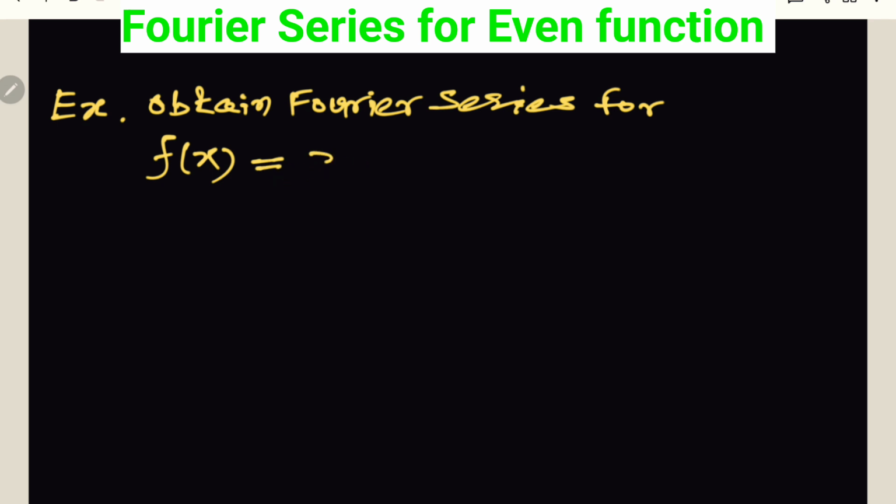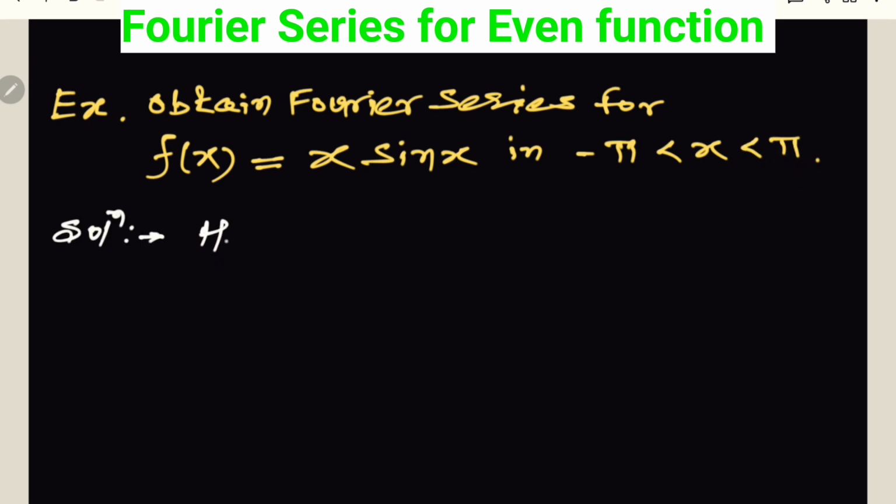Therefore, once again I will repeat the question. Obtain Fourier series for f of x is equal to x into sine of x in the interval minus pi less than x less than pi. Watch the video up to the end for better understanding.